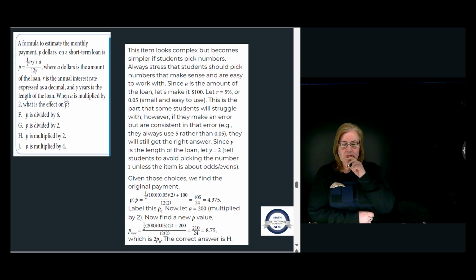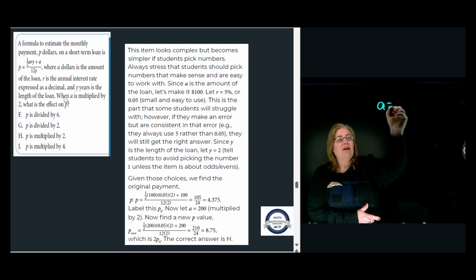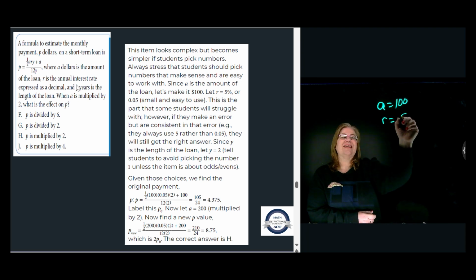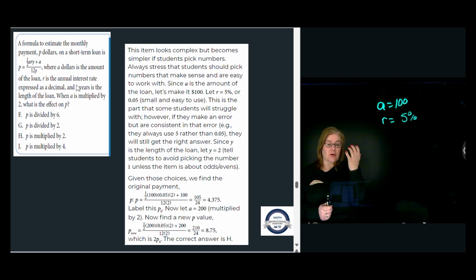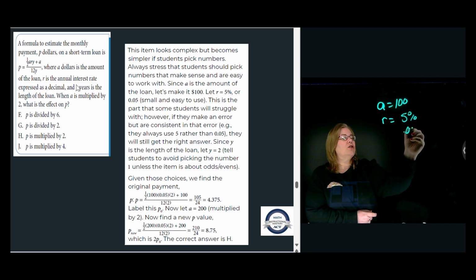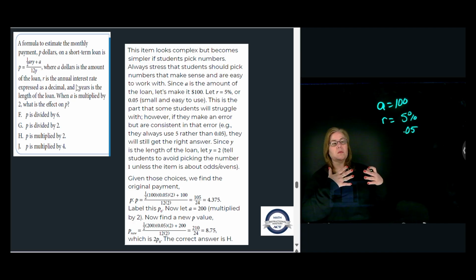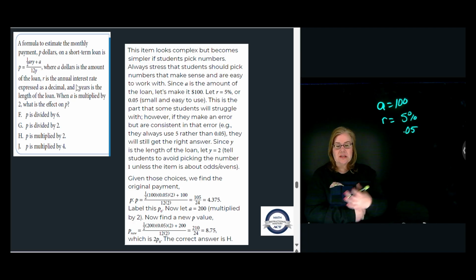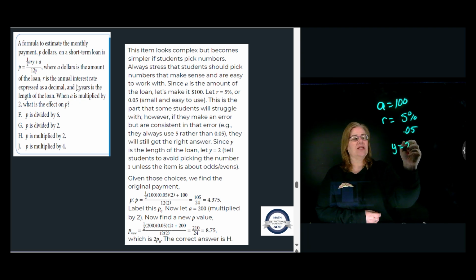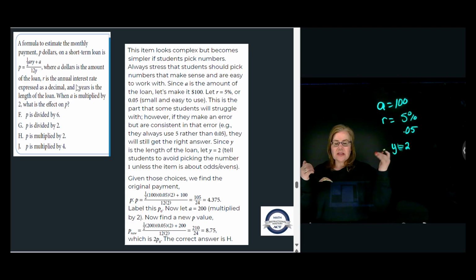So we're going to say that A is the amount of our loan, and we're going to use $100 for it. R, which was our interest rate, we're going to say that's just 5%. These are easy numbers to use. All right, and I'm going to change that to 5%. It's small, it's easy to use, and it's not going to be very cumbersome when we start doing multiple types of operations. So then what we're going to do is we're going to look and see what our Y is. Now, we're going to say that Y is 2 years. That's where our 2 comes in. We're just going to use this whole loan length as 2 years. So let's go ahead and plug that in.